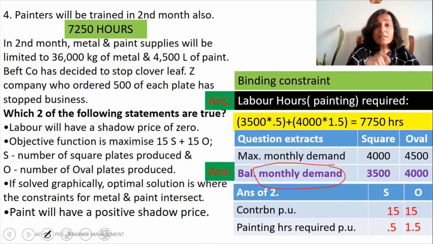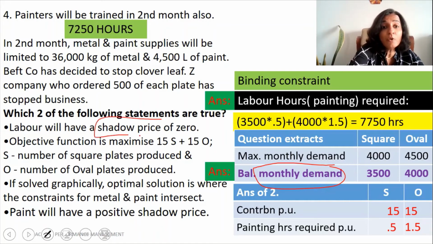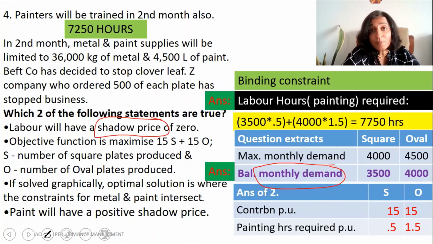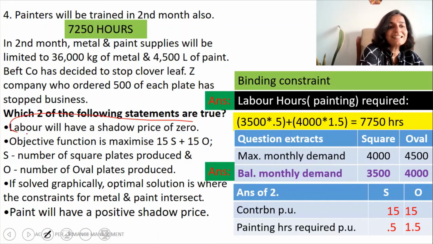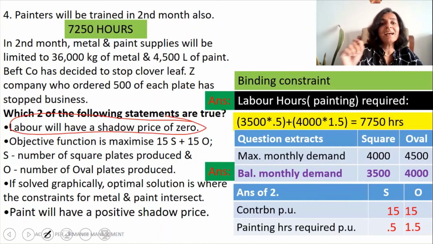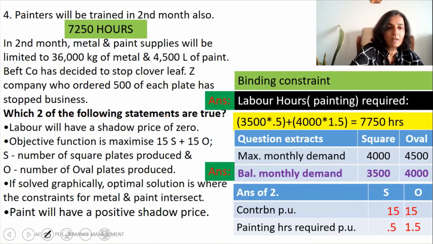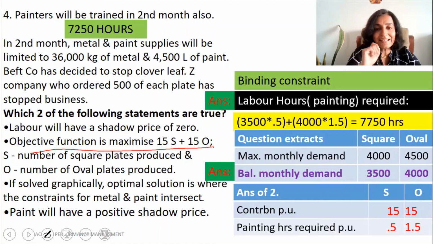It is scarce. So since it is scarce, we can get additional labor hours only if we pay a premium, only if we pay a shadow price, which means that shadow price is never zero. It will be a positive figure. So as far as this first statement is concerned, that is, labor will have a shadow price of zero, it is absolutely false.